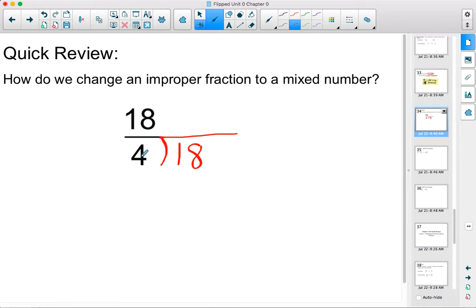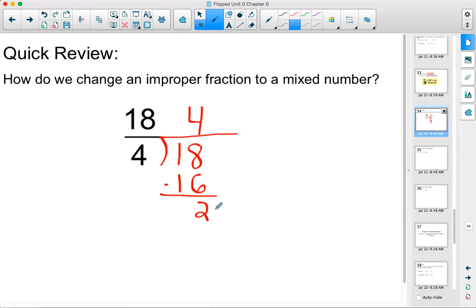Okay? So 4 goes into 18 4 whole times. We're going to draw that 4 nice and big in our quotient. 4 times 4 is 16. We're going to subtract. We get a remainder of 2, and then we stop. If you find yourself tempted to put a decimal right here, you're going into a decimal answer. That's not what we want. Fraction problems give us fraction answers, okay?